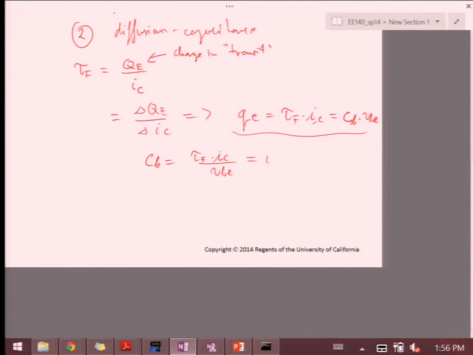And then guess what? IC over VBE, well, that's just my gm. Right? So CB is really tau f times gm. Now, C pi is approximately CB because we sort of disregarded this junction cap as much smaller than CB. This junction cap was sort of the side wall capacitance of the junction.